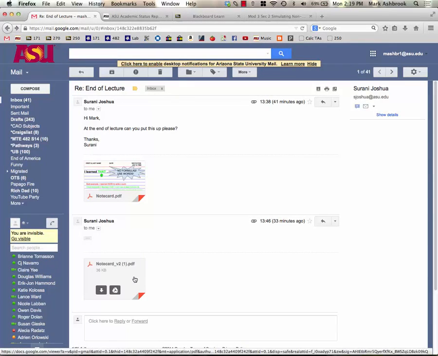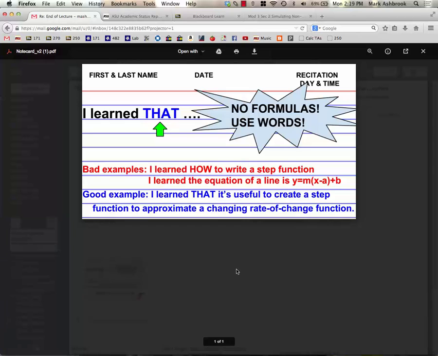So let's, here's what a card should look like or not look like, okay? Don't just write a formula.